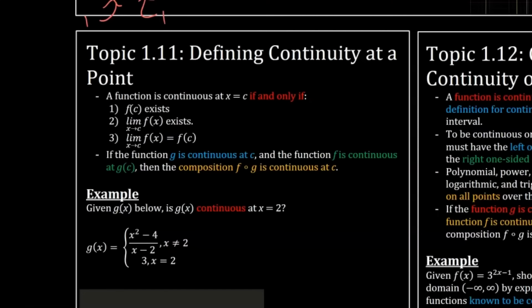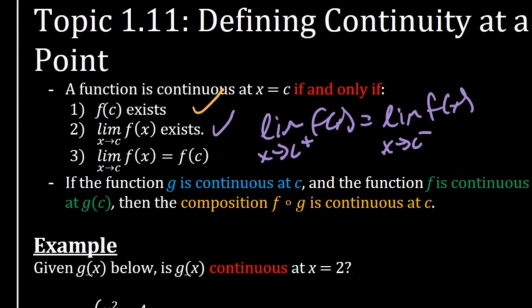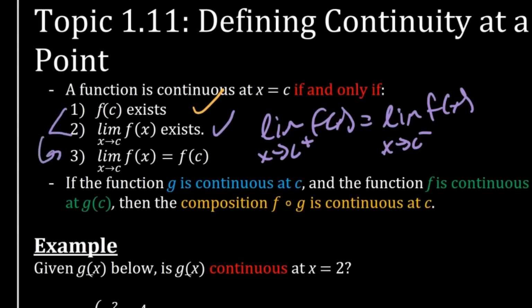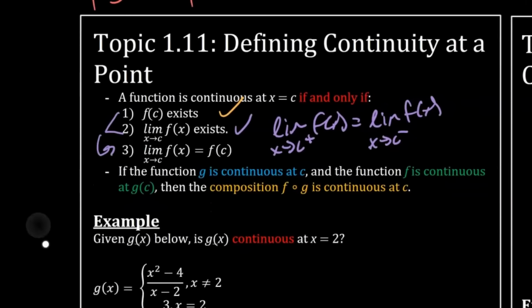All right, topic 1.11, defining continuity at a point. We previously discussed discontinuities, but it's always good to have a rigorous definition of what continuity is. And there are multiple different types of discontinuities that we should always be aware of. A function is continuous at x equals c if and only if, firstly, the function exists at that point. Secondly, the limit exists, meaning that the two-sided limits are equal. This limit here is equal to this limit here.